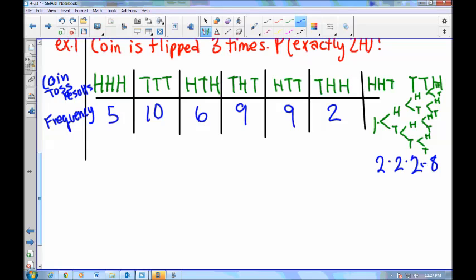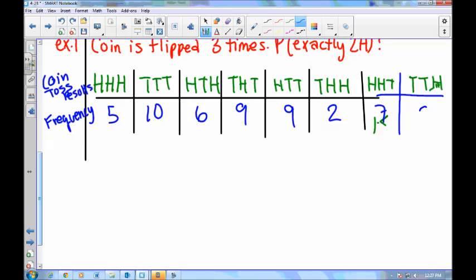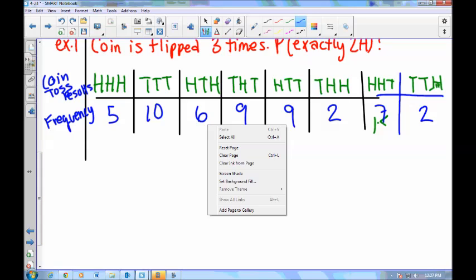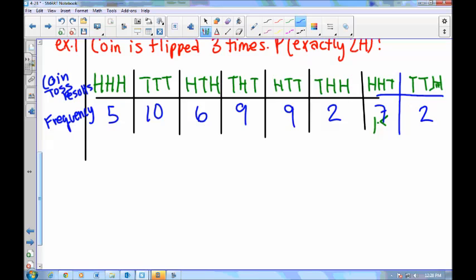And heads, heads, tails would be 7. So how many times in total did we do this experiment? Oh, the one that has the tree written all over it. Sorry, I have to erase that. Okay, tails, tails, heads. There it is, 2. All right, so how many times did we actually do this experiment? 5 plus 10 plus 6 is 50. Okay, kind of like we did it last time. We rolled the dice 50 times.